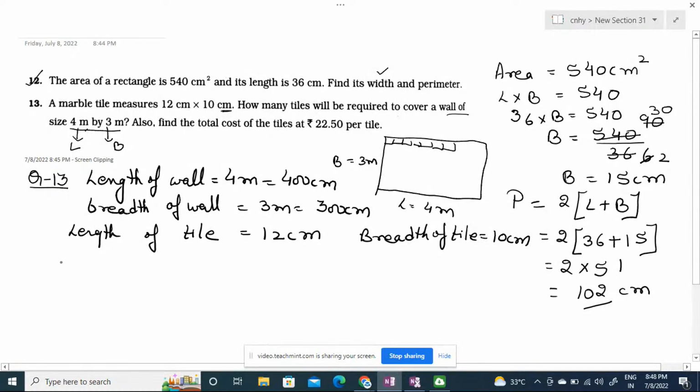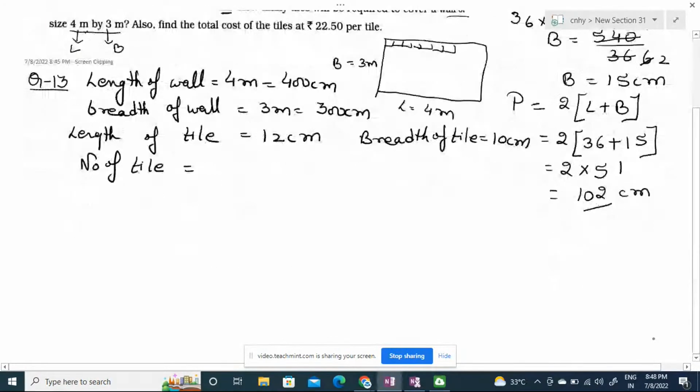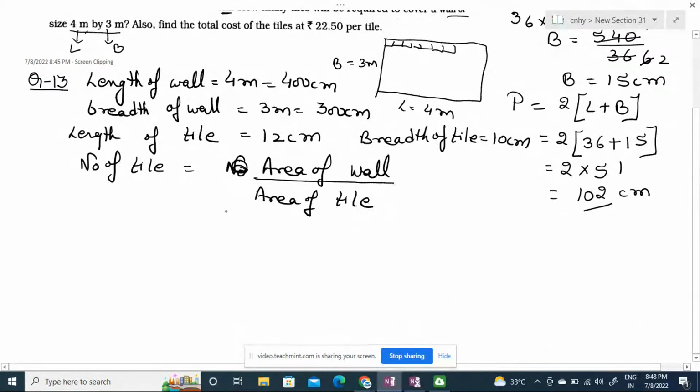So how will you find the number of tiles? Number of tiles is the area of the wall divided by the area of a tile, which becomes 400 into 300 by 12 into 10.